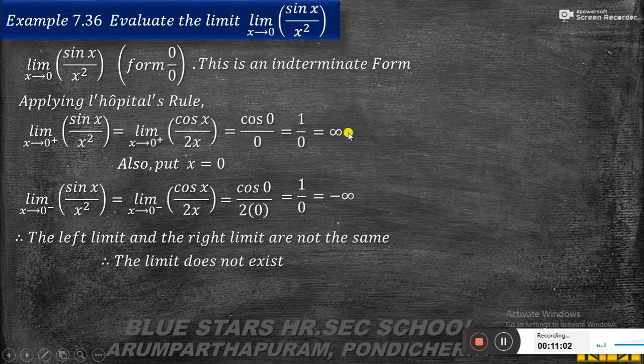So 1 by 0 is infinity. The right limit is plus infinity and the left limit is minus infinity. Therefore the left limit and the right limit are not the same, so we conclude that the limit does not exist.